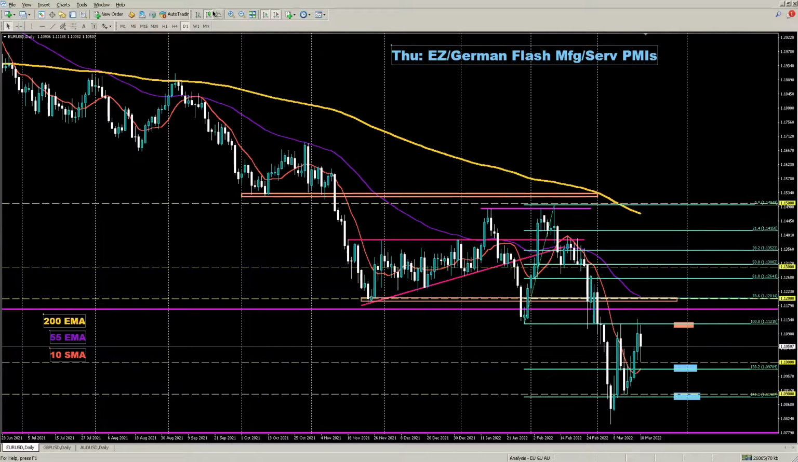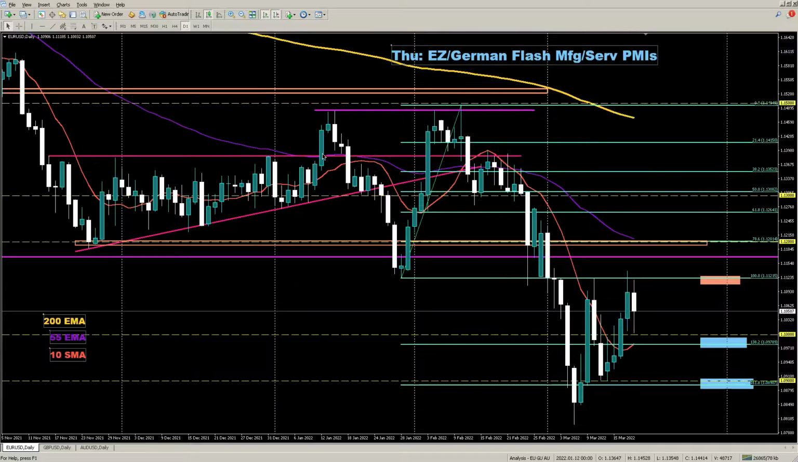So even though the FOMC did raise rates, the US dollar had already priced it in and it sold off. So with the euro already at the lower levels, it managed to recover back up.